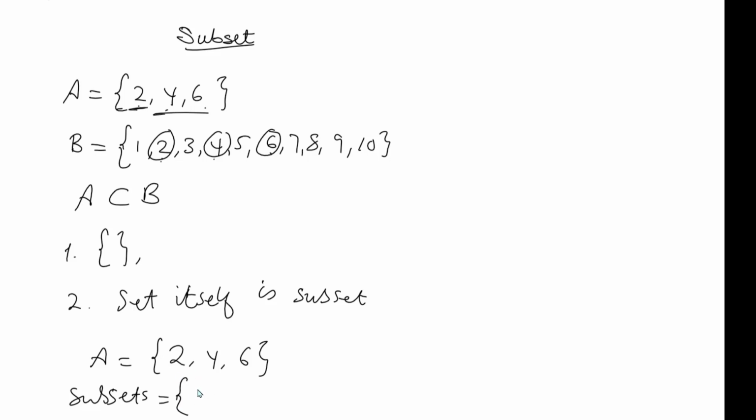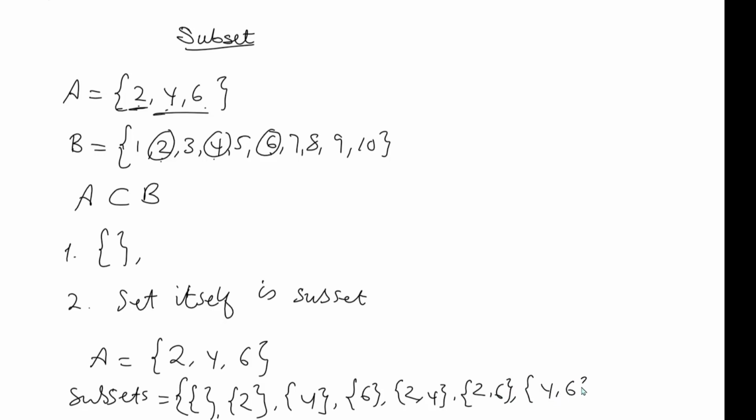The subsets will be first the empty set, then we have the elements. 2 is a subset, 4 is a subset, 6 is a subset, 2, 4 is a subset, 2, 6 is a subset, and then 4, 6 is also a subset, and finally the set itself, 2, 4, and 6, is a subset.